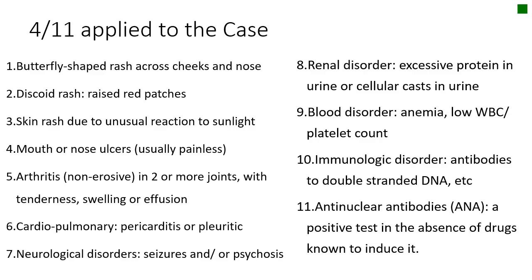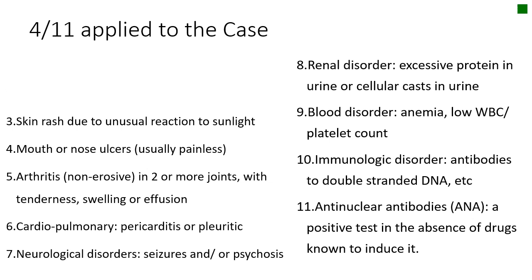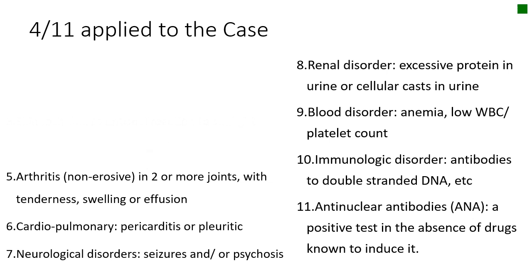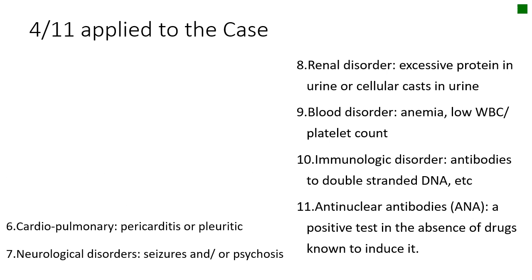Now let's see how it applies to this case. Does the patient present with butterfly shaped rash? No. Raised red patches? No. A skin rash due to unusual reaction to sunlight? No. Mouth ulcers? Not reported. Arthritis of 2 or more joints with tenderness, swelling or effusion? No. Cardiopulmonary. The patient is not complaining of any pericarditis, but there is an aggravation when she takes a deep breath. So maybe there is something going on in the pleura of the lungs. So we'll retain this particular condition.